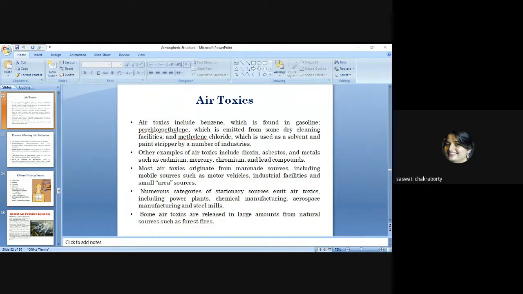Now I was discussing the major sources of air pollution, right? And now, what is air toxics? What do we mean by toxicity? Any idea?